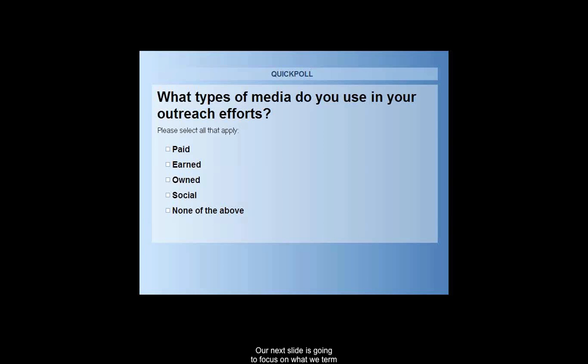Great. Our next slide is going to focus on what we term our PESO media model. And this is a breakdown of the different types of media and what interaction with them is like from several key areas. And again, focusing on earned media, we're taking a look at message control, which as you can see is higher for earned media, but not as high as it is with paid advertising. And with engagement, you can see it's higher, which is really key. And also, earned media is the most affordable model and the most cost-effective model when dealing with the media.